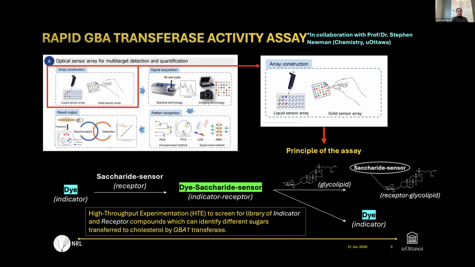With this idea, we are collaborating with the laboratory of Dr. Stephen Newman from the chemistry department at the University of Ottawa, who is an expert in organic synthesis and high throughput screening, such that we can come up with a library of indicator and receptor compounds that can detect the subtlety in the different sugars attached to cholesterol, which then can be used as a readout for the activity of the GBA1 enzyme as a glycosidase.